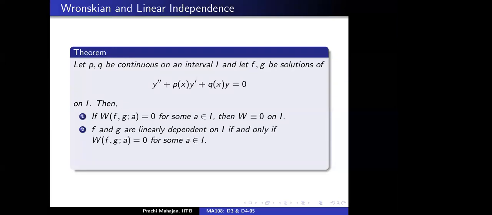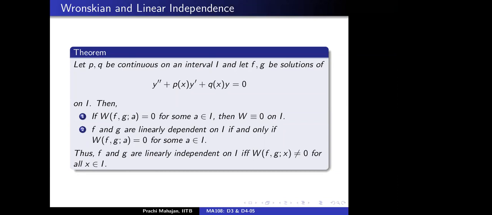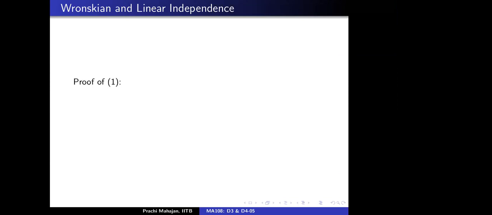So if f and g are solutions of this ODE, there's a whole lot that goes in: second order, linear, homogeneous, in standard format with continuous coefficients. Then the Wronskian is in business. Otherwise, you have only a one-way implication. Is everybody with me up till this point? So if that is the case, then let's see the proof.